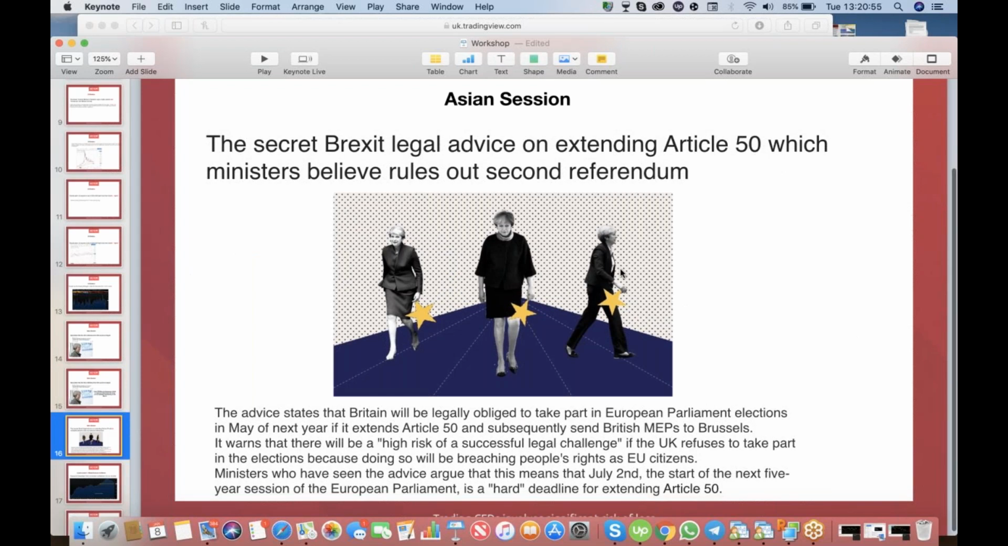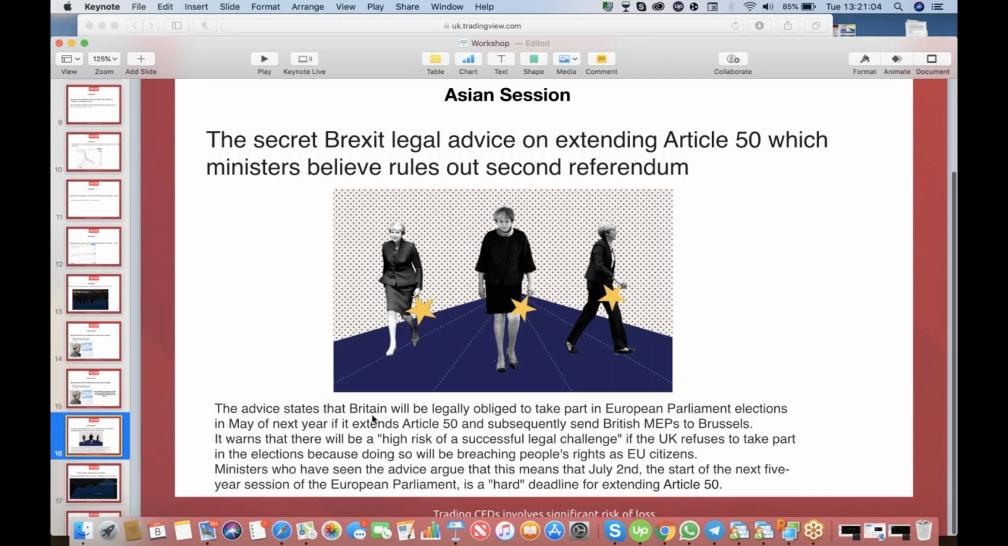Britain has received some legal advice on what it would mean if it did extend Article 50. Basically the advice is that if Britain did extend Article 50, it would mean that British MEPs would have to be sent to Brussels and take part in European Parliament elections. So you can see there would be a ridiculous scenario where British MEPs are voting in the European Parliament elections when they're actually leaving the European Union.